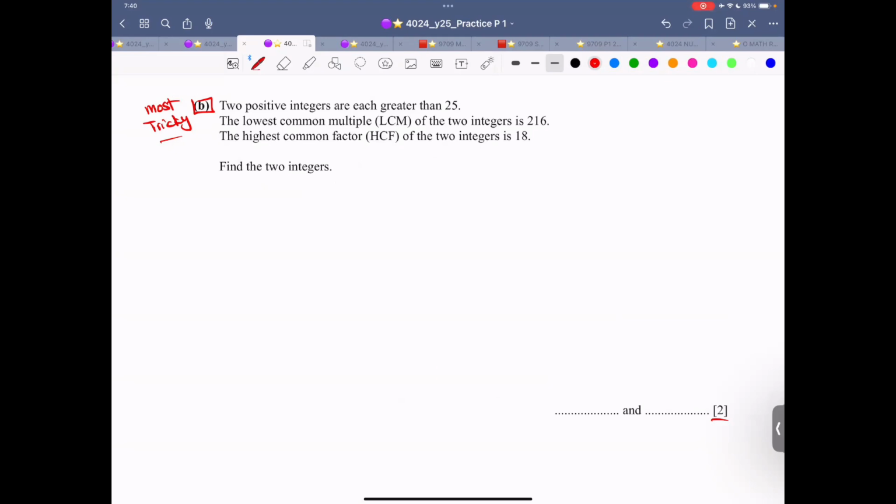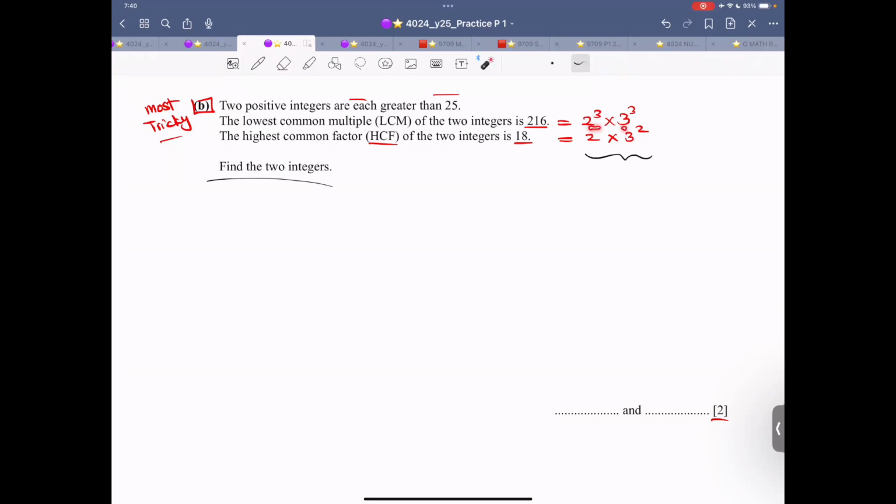They are talking about 2 positive integers, each greater than 25. The LCM of the 2 integers is 216. So 216 is 2 cube into 3 cube. And the highest common factor of the 2 integers is 18. So 18 is 2 into 9, that is 2 into 3 square. So again, it's about prime factorization. Find the 2 integers. That means the integers that I'll have have to be in terms of 2 and 3.